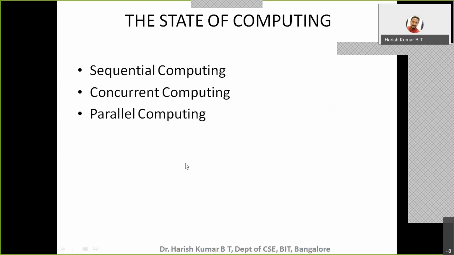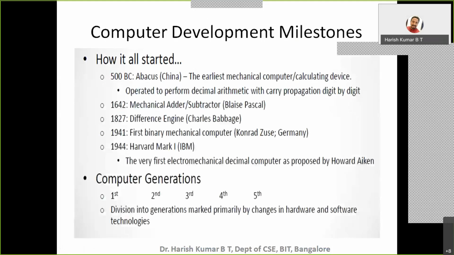These are the states of computing. Now what we are focusing on is parallel computing. Before getting into the topics of parallel computing, it is necessary for us to understand the computer development milestones, how the computers were developed.